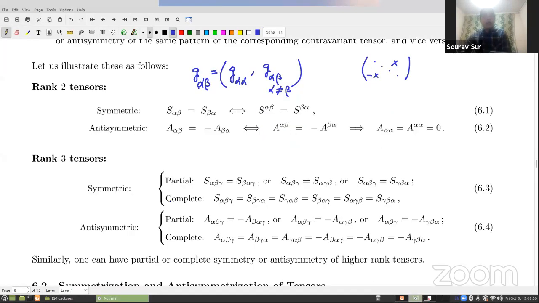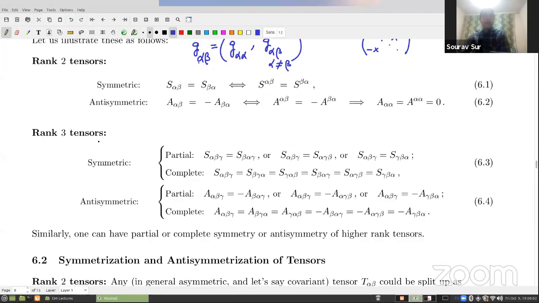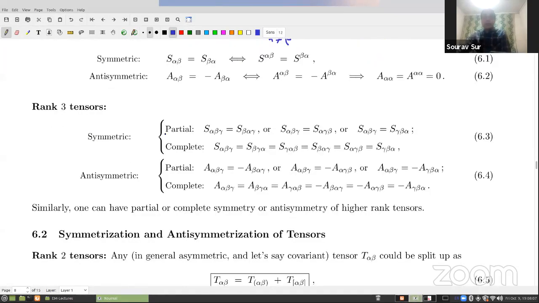Now, the situation is a bit involved in higher rank tensors. For example, for a rank 3 tensor, the symmetry could be partial or could be complete. Here you see this has symmetry only in the first two indices. Here you have symmetry in the last two indices. Here you have symmetry in the first and third indices.